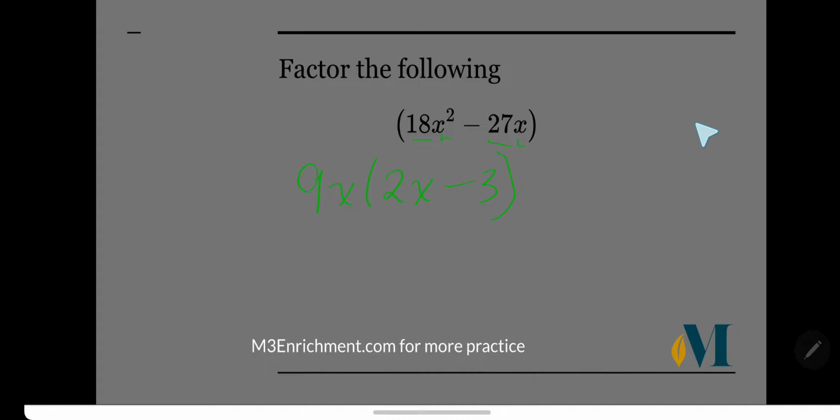And let me just do this so we can check our work. We can use the distributive property. So let's say I want to distribute and check my work. So 9 times 2 will be 18. x times x is x squared. Now I'm going to distribute 9x to negative 3 and give us negative 27x. And that is definitely what we started with. So we did that right.